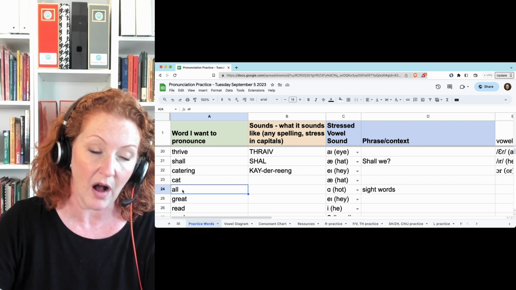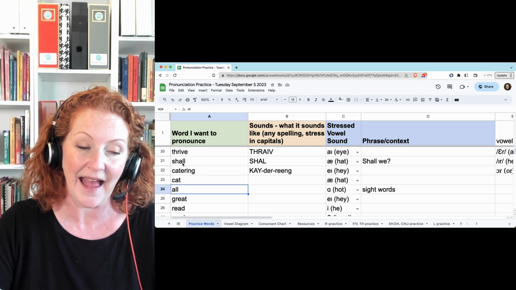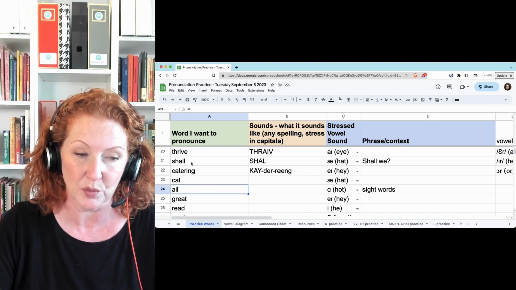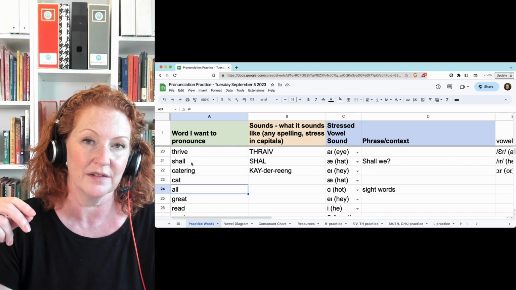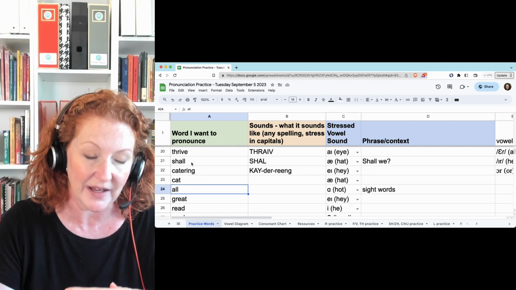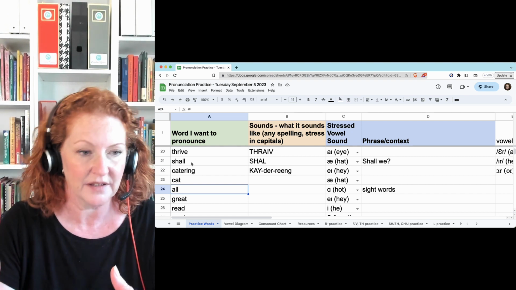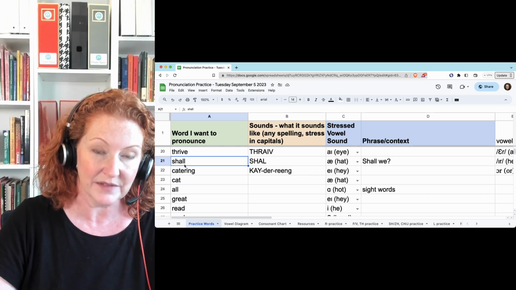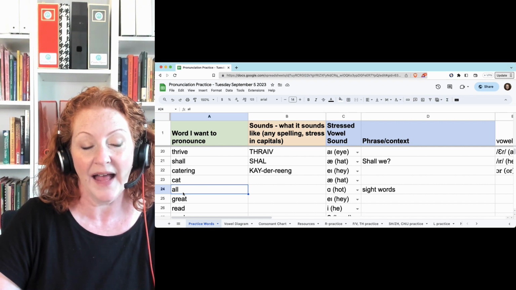And shall brought up the question about why is this pronounced that way when if you look at the word all, it's pronounced ah. And I don't know why all is pronounced all because shall is following the rules of it will sound like the short vowel sound, which is the more lax vowel sound, if it's followed by one consonant or two consonants. So this one, shall, is following that rule. So why do we pronounce this one all instead of al?